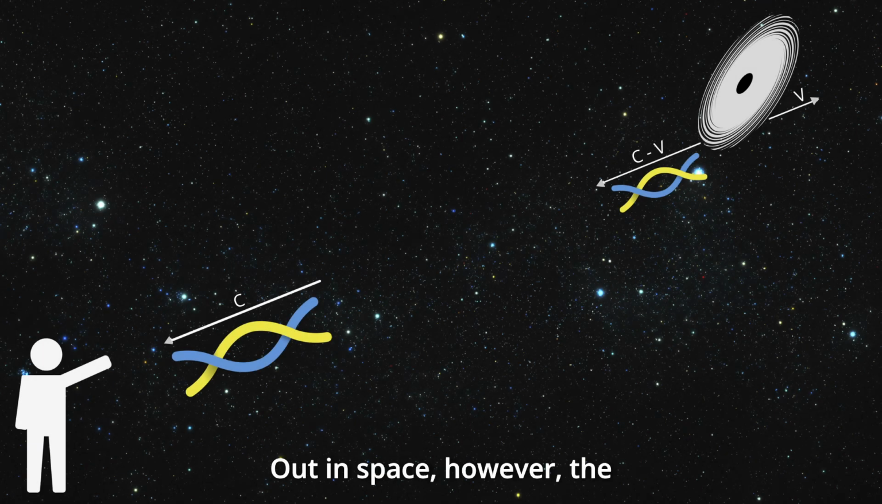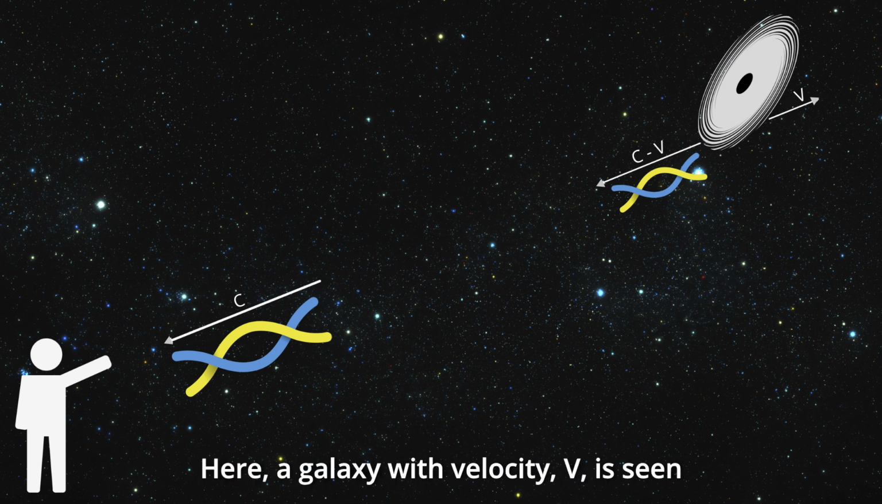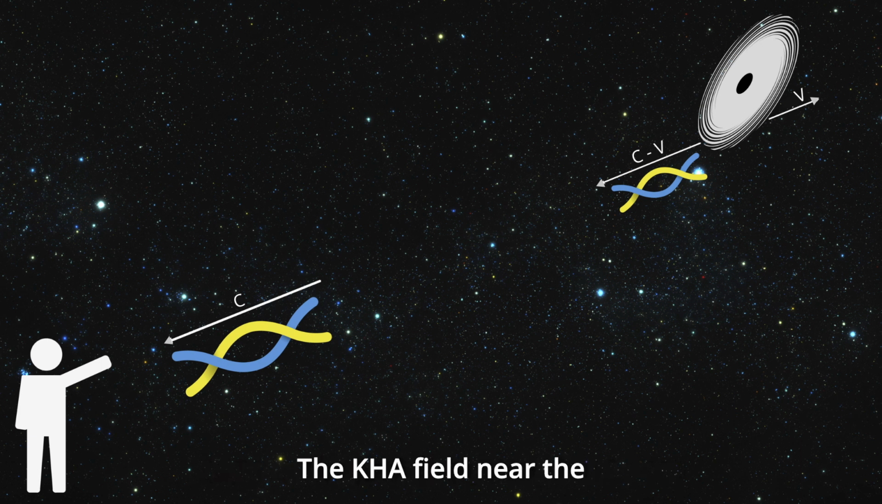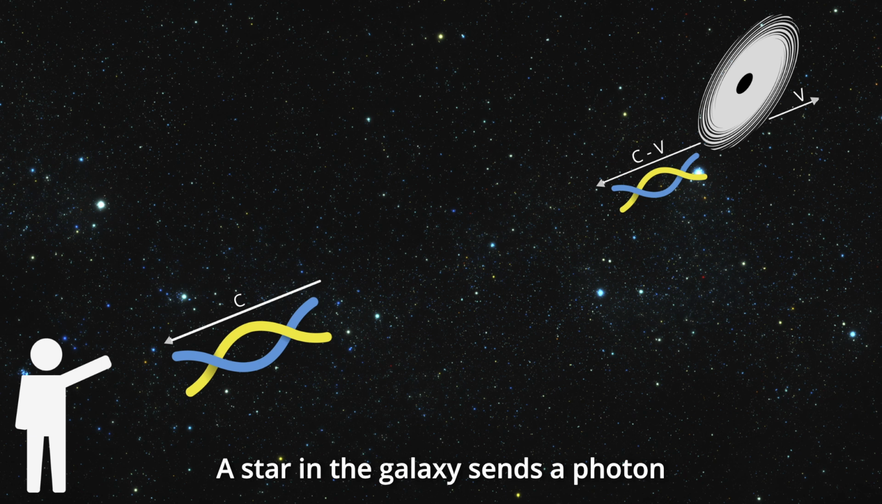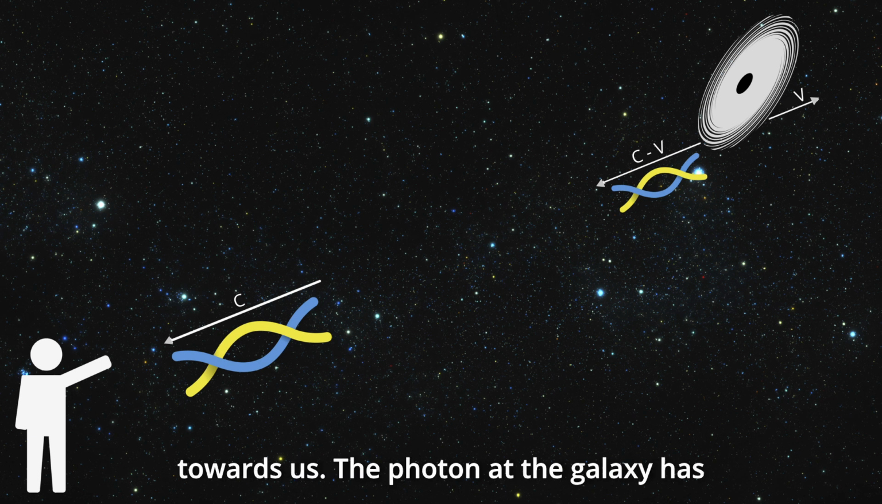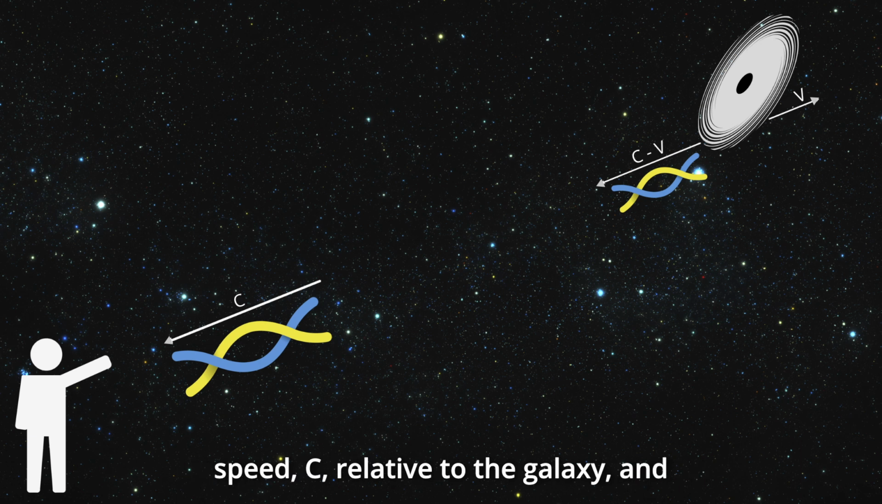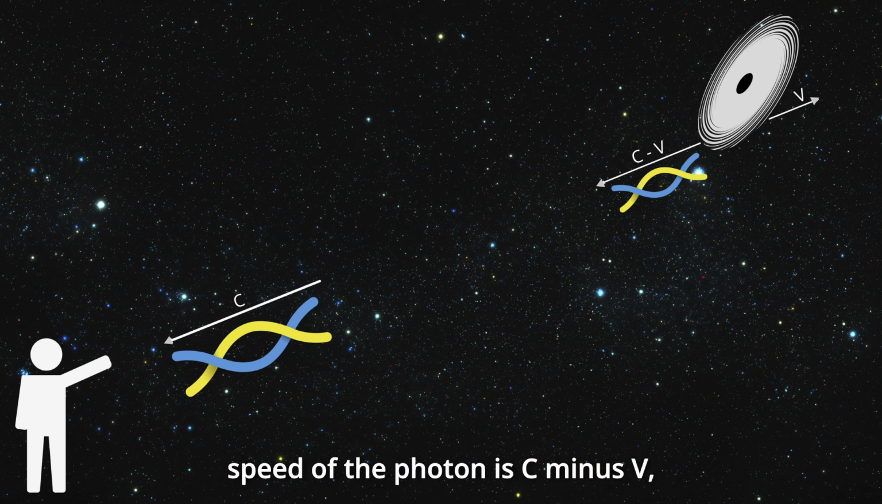Out in space, however, the situation is quite different. Here, a galaxy with velocity, v, is seen moving away from Earth. The Carr field near the galaxy also has velocity, v. A star in the galaxy sends a photon towards us. The photon at the galaxy has speed c relative to the galaxy, and according to Einstein, the speed of the photon is also c relative to the observer. But according to the Carr theory, the speed of the photon is c minus v relative to the observer.